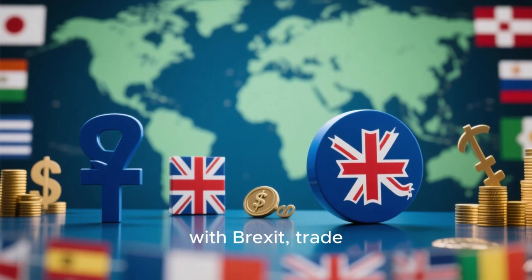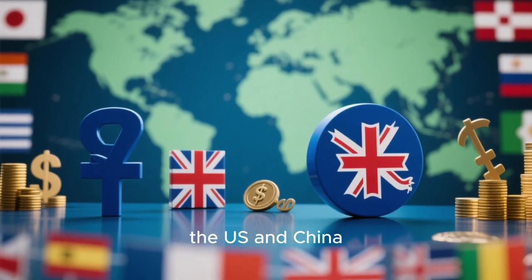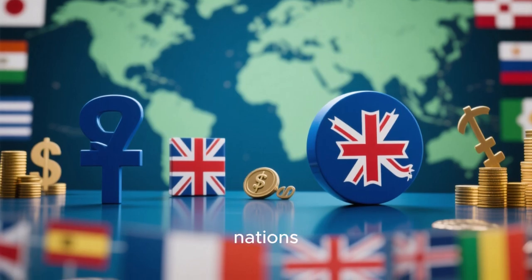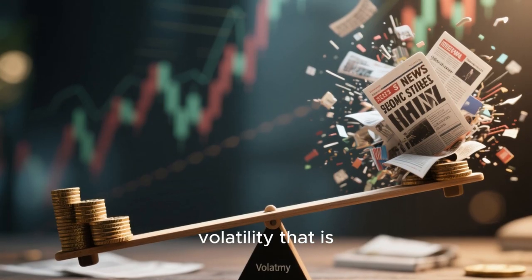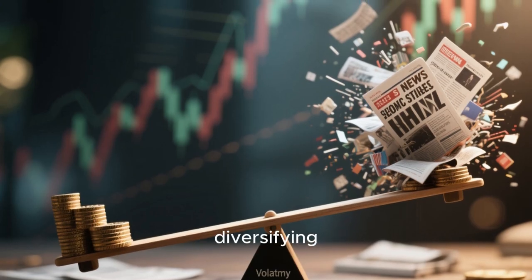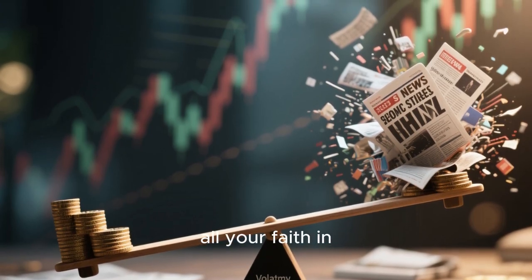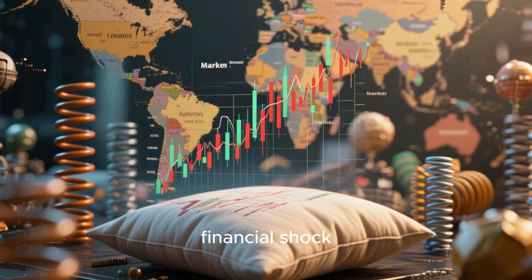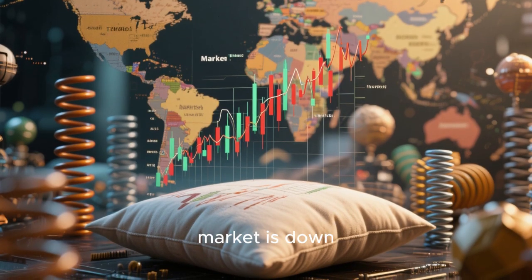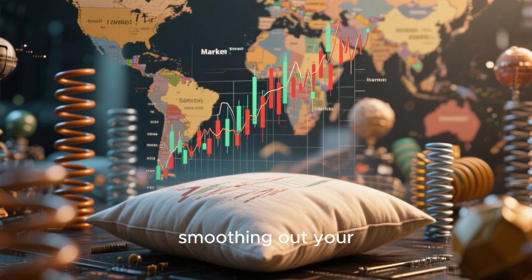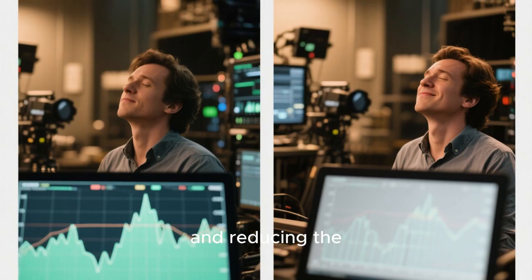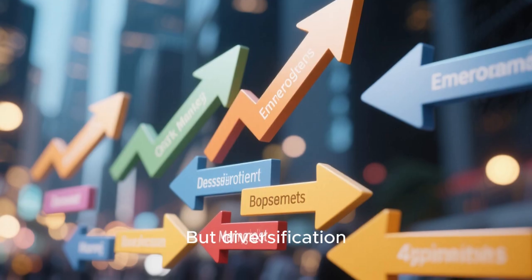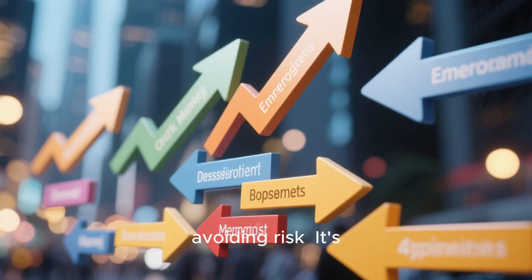Think about the UK with Brexit, trade tensions between the US and China, or economic challenges in various European nations. These events create volatility that is often localized. By diversifying, you're not putting all your faith in one country's political and economic climate. You're building a financial shock absorber. When one market is down, another might be up, smoothing out your overall returns and reducing the anxiety that comes with wild market swings. But diversification isn't just about playing defense and avoiding risk.